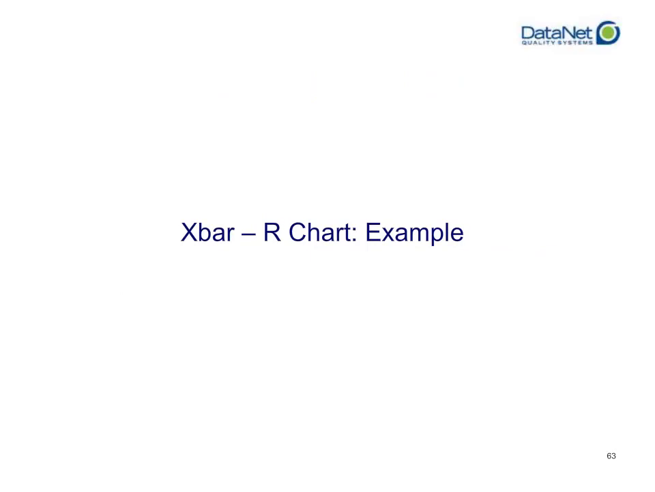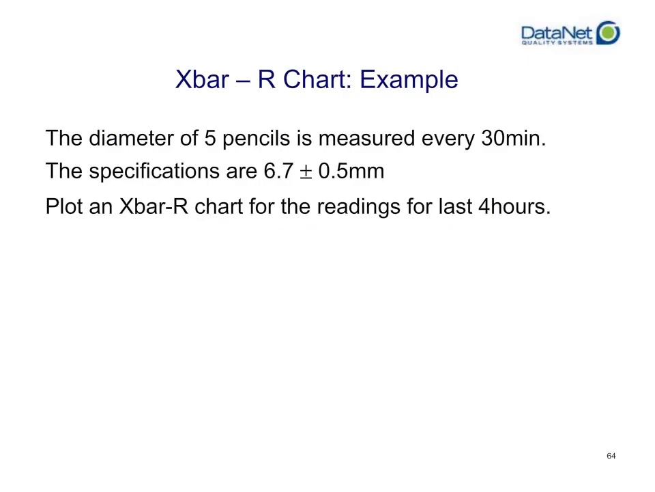We're going to go ahead and do an exercise now for the Xbar and R chart. So the scenario is as follows. The diameter of 5 pencils is measured every 30 minutes. The specifications of those pencils' diameter are to be between 6.7 millimeters plus or minus 0.5 millimeters. You are to plot an Xbar and R chart for the readings for the last 4 hours.